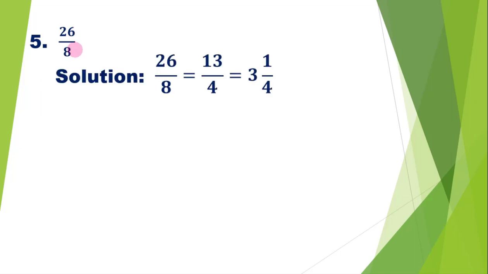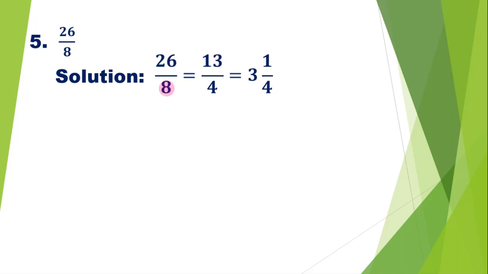For number 5, we have 26/8. This is an improper fraction because the numerator is greater than the denominator. All the rest from exercise numbers 1 to 4 are what we call proper fractions. Why proper fractions? Because the numerator is less than the denominator. In this case, as I said earlier, this is an improper fraction. So if it is an improper fraction, in this case, the numerator is 26, which is even, and 8, which is the denominator, is also even.